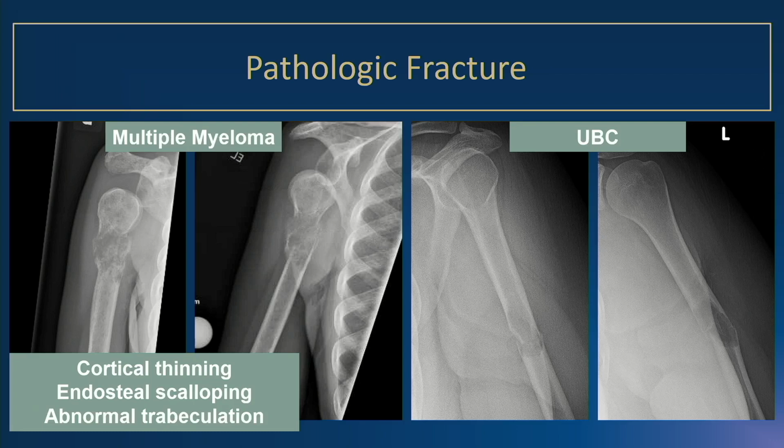Not all pathologic fractures have to occur through malignant lesions. So on the right, we can see a pathologic fracture through the proximal humerus in a benign unicameral bone cyst. Within the lesion, you can see tiny spicules of bone forming the fragment, fallen fragment sign.